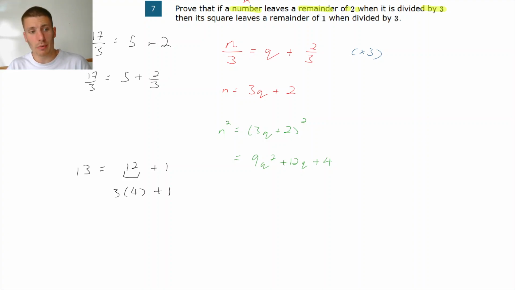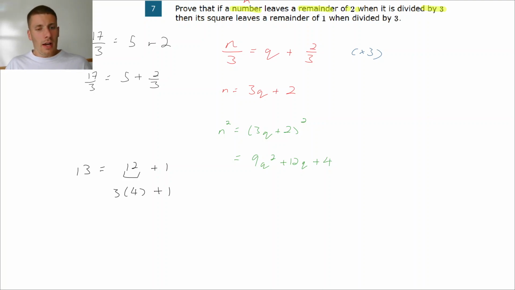So it's really saying, if you were to take this and divide it by 3, you should be able to factorize out a 3 from part of that number and have a plus 1 on the end, that remainder of 1. I want to do exactly the same thing with this down here. So let's go and do that.